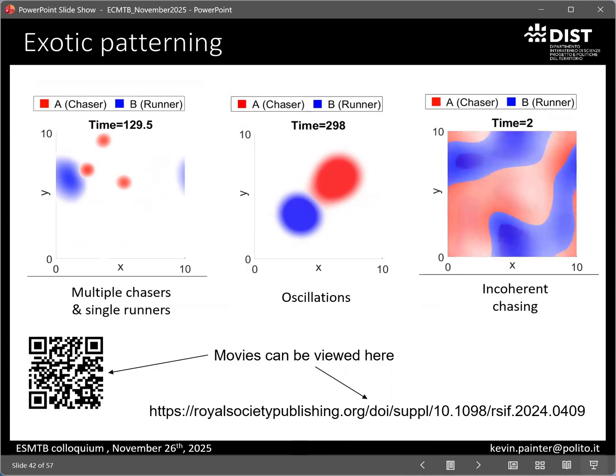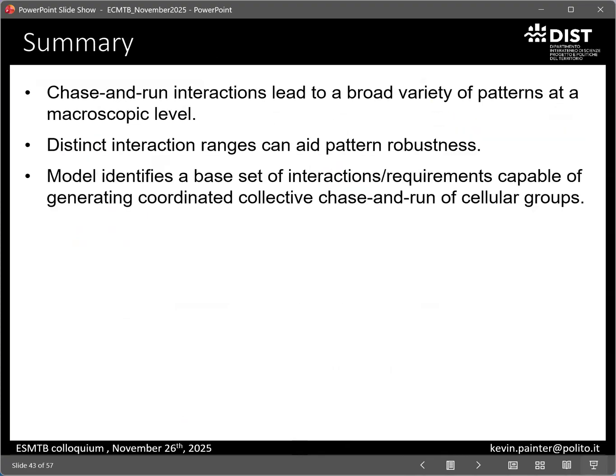Okay, so just to summarize, and then give a few words on where we're now going with this. What we've observed is that these chase and run interactions can lead to a very broad variety of patterns when moved to the macroscopic level. Particularly important for the robustness of these patterns is to have distinct interaction ranges. We in particular were looking at the case where the chasers have a larger interaction range than the runners, which could give a very robust collective chase and run behavior.